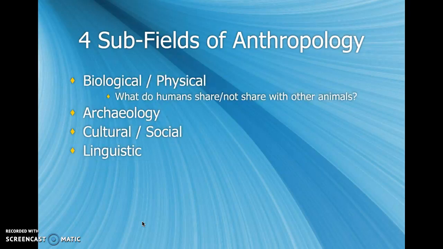So for biological physical anthropology, the main question is, what do humans share and not share with other animals? This is the area of anthropology that's concerned with human evolution and with figuring out at what point in our history did we become human. And what does that mean exactly? When did we become Homo sapiens?